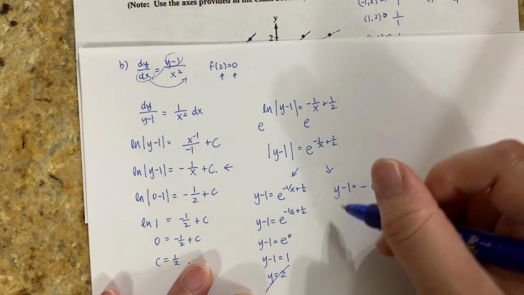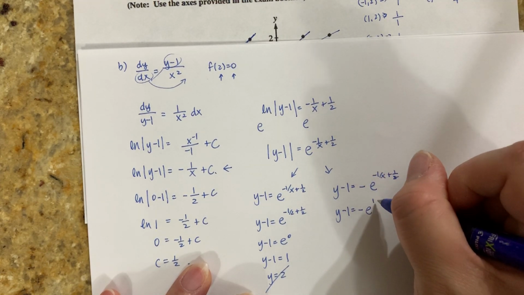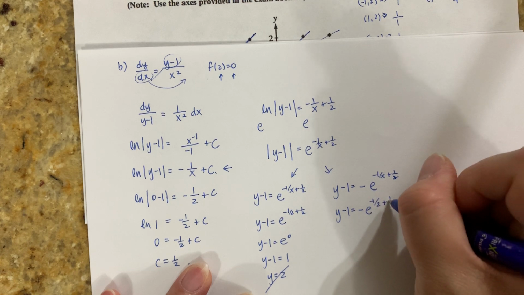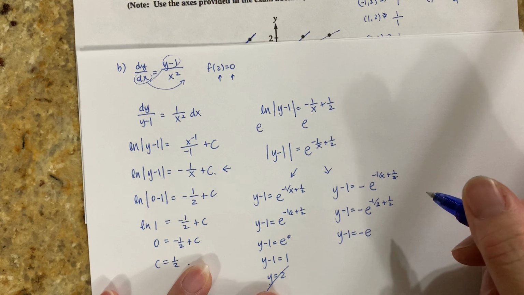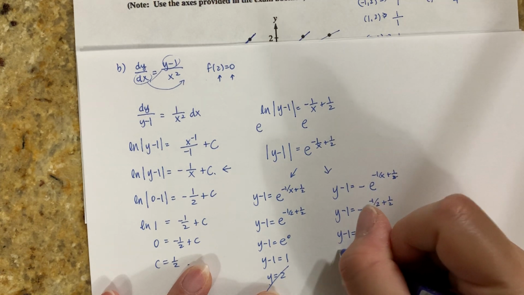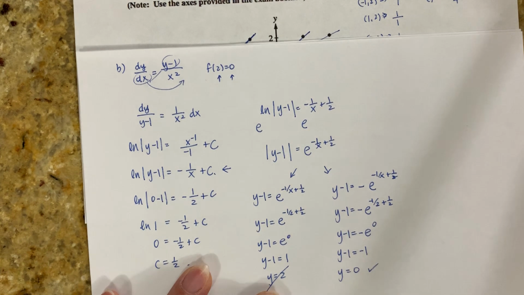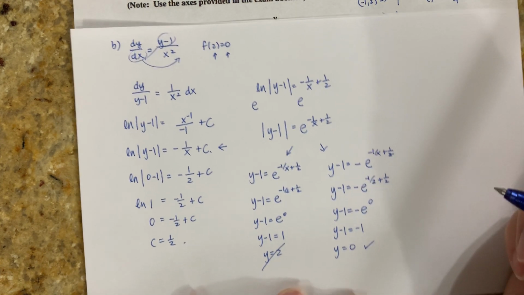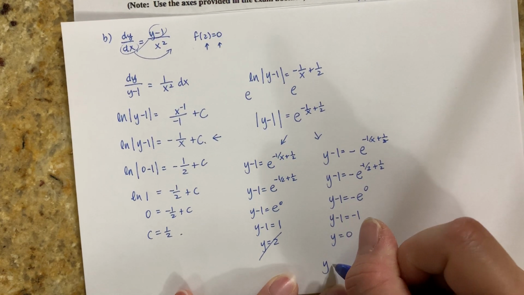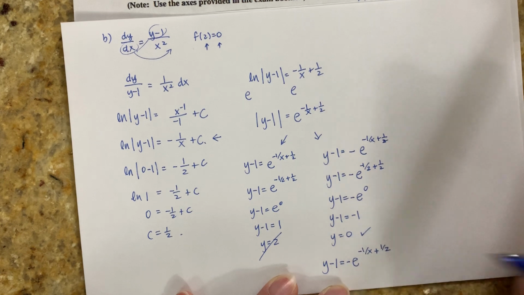I want 0. How about this one? y minus 1 equals negative e to negative 1 over 2 plus 1/2. y minus 1 equals negative e. Negative 1/2 plus 1/2 is 0. Negative e to the 0. y minus 1 equals negative 1. Add 1 over. y equals 0. Okay, so this is my actual answer, which means my equation is going to be y minus 1 equals negative e to the negative 1 over x plus 1/2.